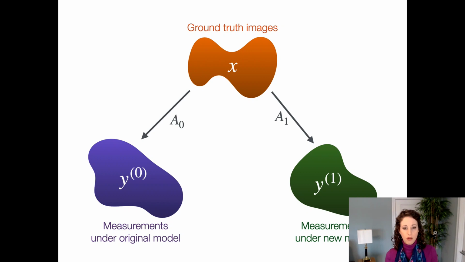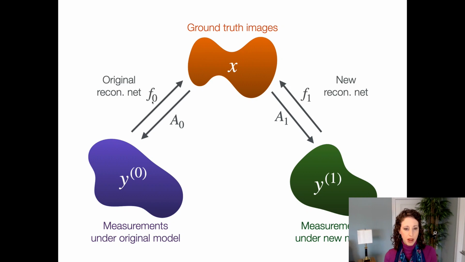And so when we do our initial training, we're coming up with a network that maps us back from purple to the orange space. And our goal is to find a new network, F1, that's going to map us from our new measurements to our ground truth images. And the idea of this parameterize and perturb method is to find an F1 that is effective using our calibration data and which is somehow close to F0.